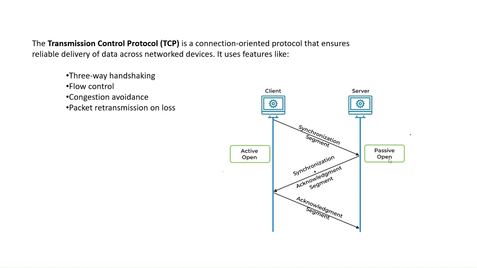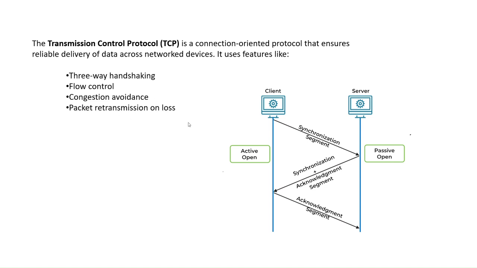After the connection is established, then only the data packet is transferred. And once all the data packets are transferred, then the connection is terminated. So this connection-oriented protocol has three steps, that is connection establishment, data packet transfer, and connection termination. And this uses the feature that is three-way handshaking. And this takes care of the flow control, congestion control, and packet retransmission on loss.